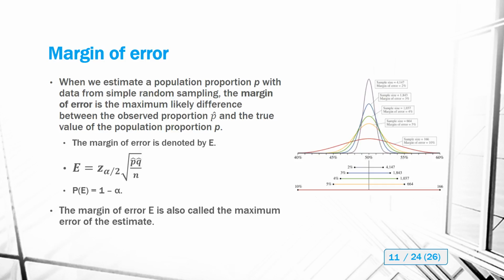Now, the margin of error E is also called the maximum error of the estimate. That's strictly a mathematical term. Again, in all my uses of this in the real world, I have never heard the term maximum error of the estimate. So that's purely a statistician thing. But keep in mind that if you do hear that term, they're talking about margin of error.